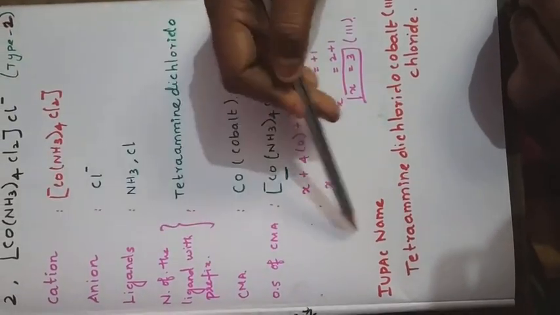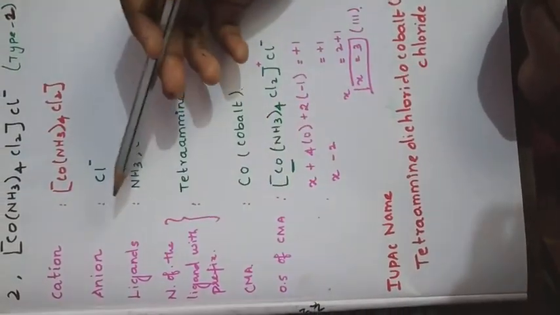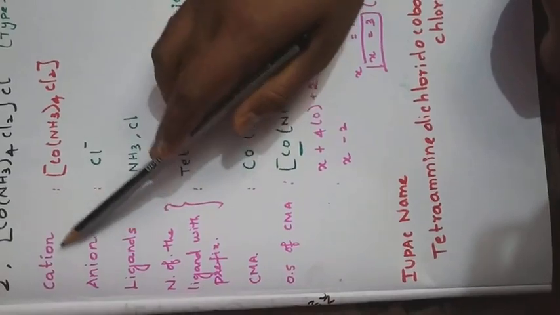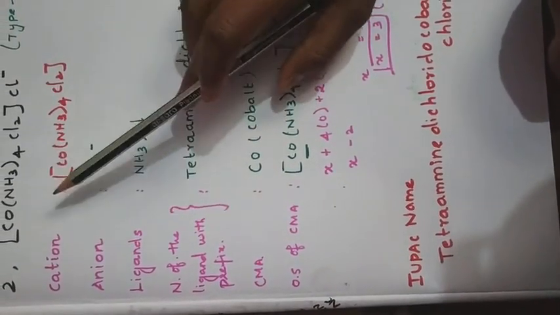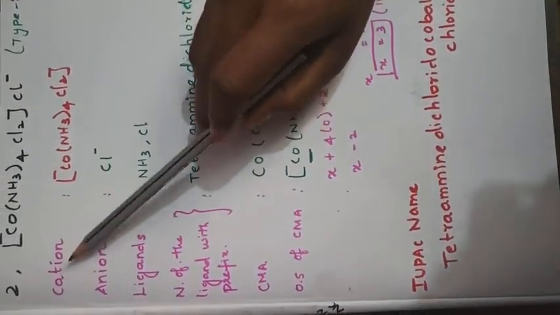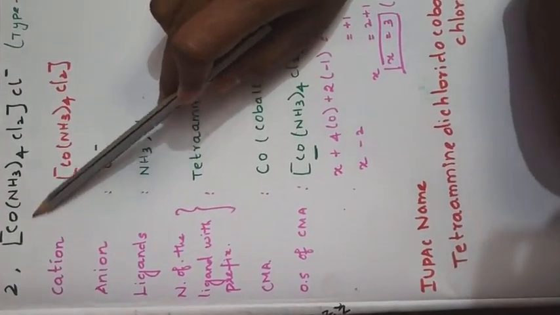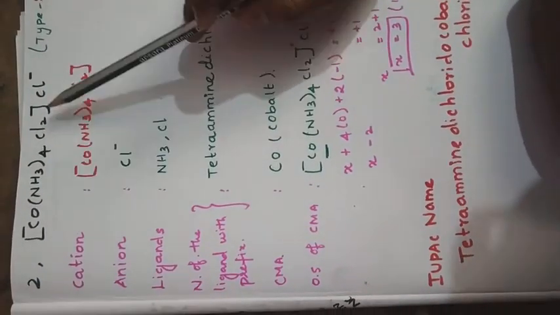First we have to write the left side as it is, whatever we have written before itself. Then we have to find out which one is cation, which one is anion. First cation, you see the complex, this is the complex. Now we are going to name this complex.